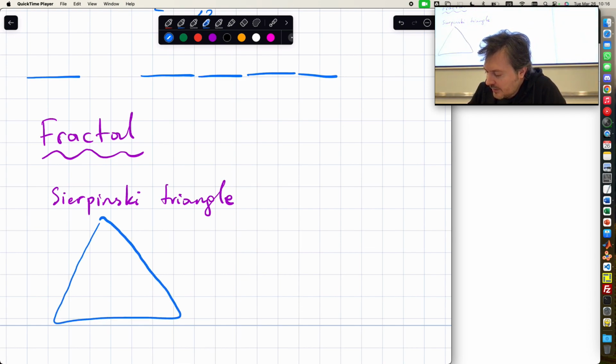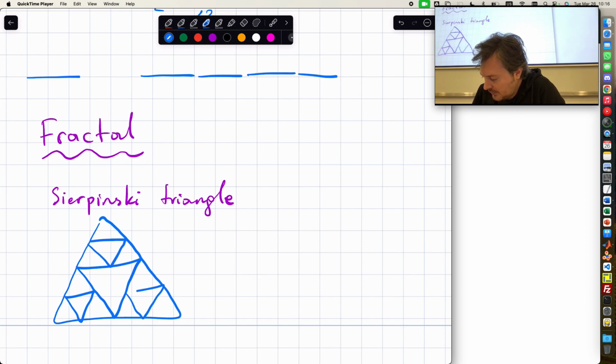You start with a triangle, you remove the middle part, okay? Then you remove the middle parts of what is remaining. Then you remove the middle parts of what is remaining, etc. Of course, let's stop at some level, but just know that they are also intricate inside.